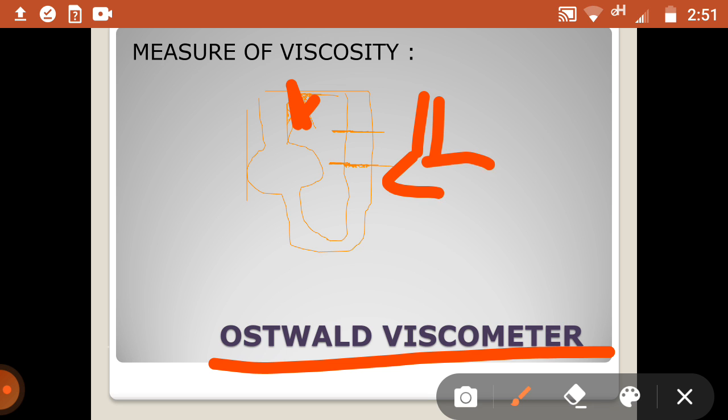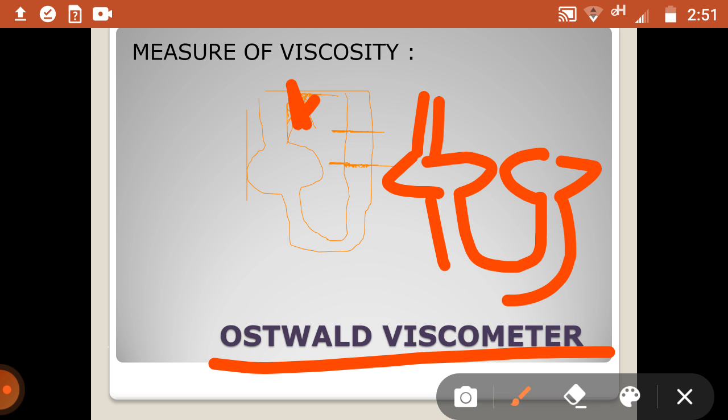This is bulb A. This is the tube, and this is bulb B. This is the tube, and these are the two markings. These are the two points: this is the upper mark and this is the lower mark. Why I am mentioning this, I will tell you.